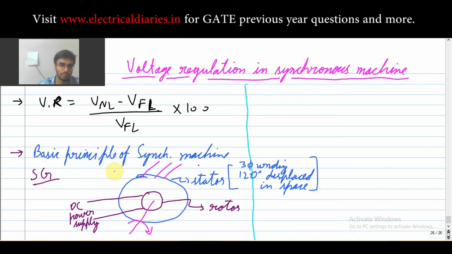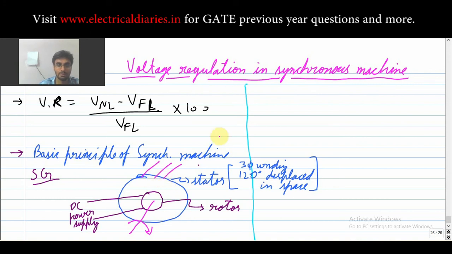Now the important part is that you are producing flux in the rotor by supplying some DC power to the rotor. Now listen to me carefully. This is your rotor. You are supplying a DC power supply so that the flux will be produced, and you rotate this flux with the help of your prime mover. Due to this rotating flux, it cuts the stator winding, and we know by Faraday's law the EMF will be produced in the stator winding.